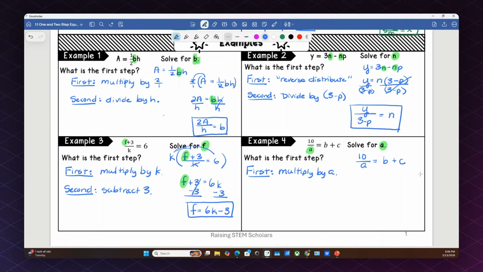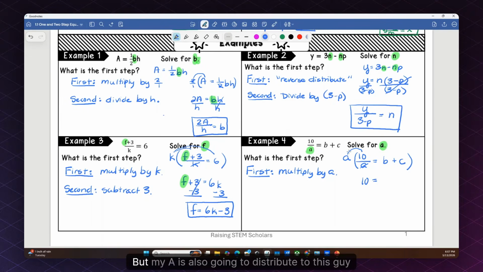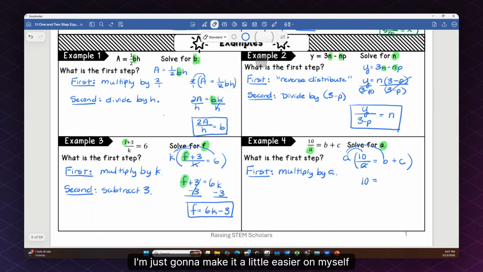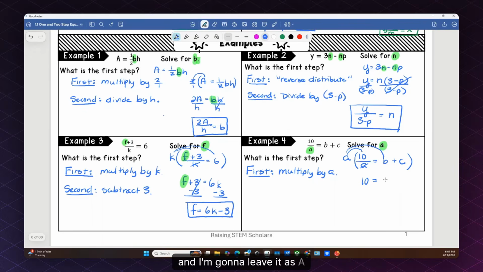by a. So I'm going to take this and multiply this whole thing by a. A times this guy, that a is going to cancel out. So I'm just going to get 10 equals, but my a is also going to distribute to this guy here. So it's going to get a times b. And, well, actually, you know what I want to do? I want to leave b and c in parentheses. Let me back up. I'm just going to make it a little easier on myself. And I'm going to leave it as a times (b plus c).